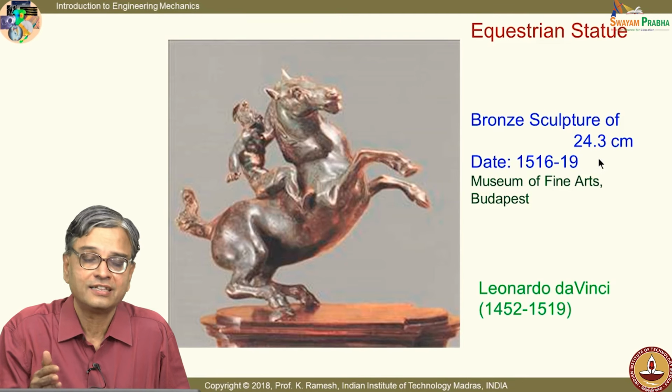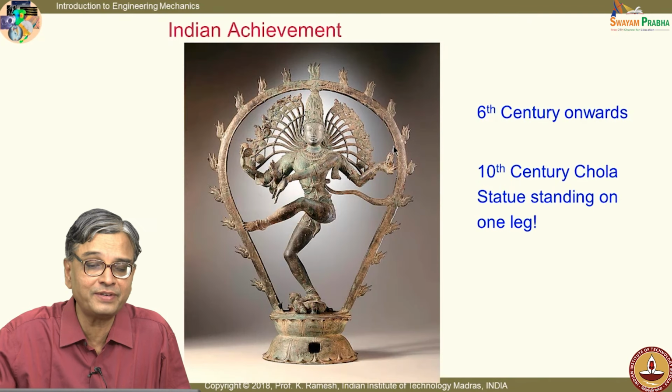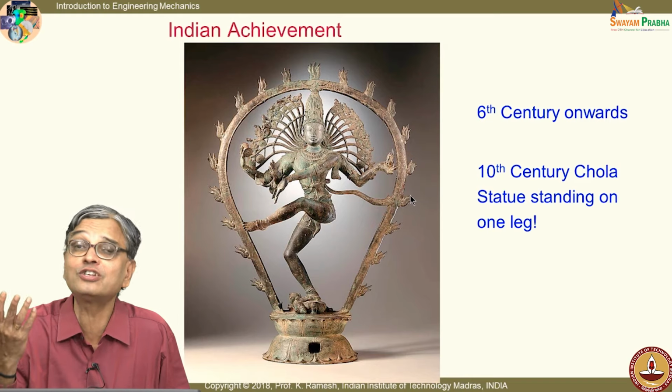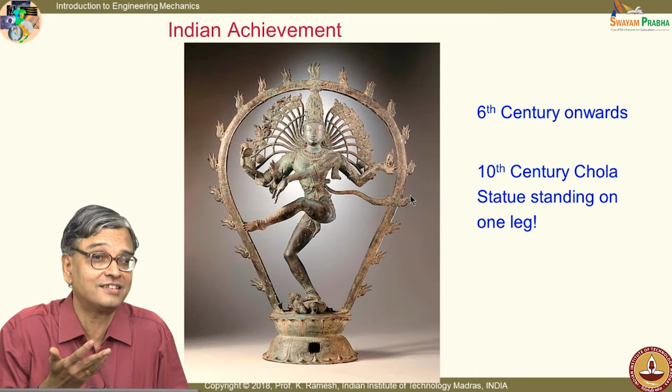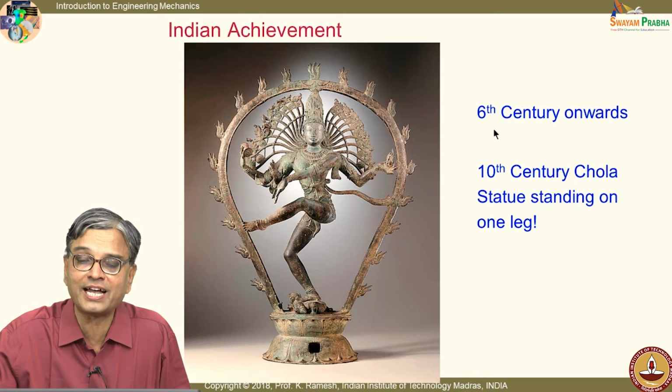Okay. The horse was standing on two legs, but in Indian achievement, we had the statue of Nataraja standing on one leg. Don't you feel that it is much more creditable? And when was it done? Excavations reveal that right from the 6th century onwards we have Nataraja, and the idol I am showing here is the 10th century Chola statue standing on one leg.